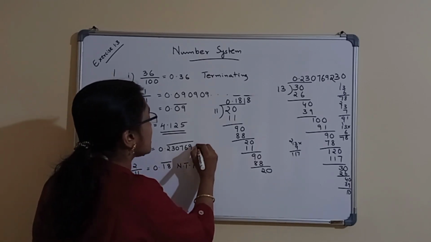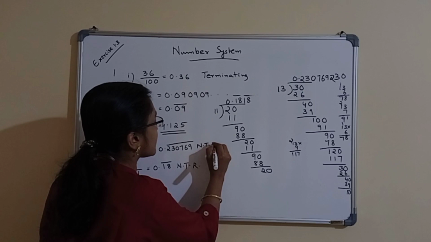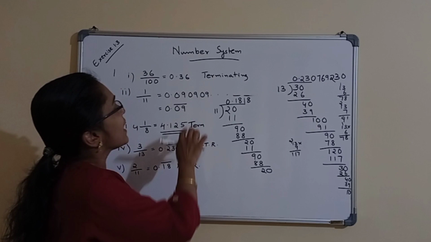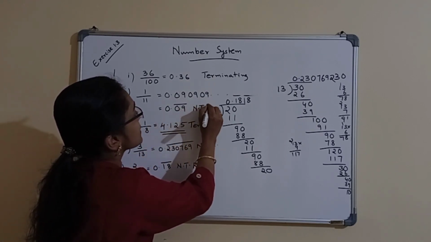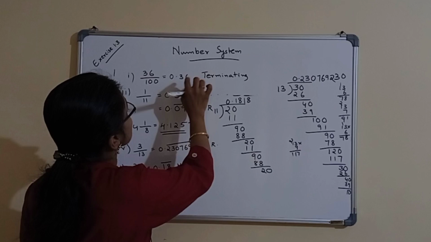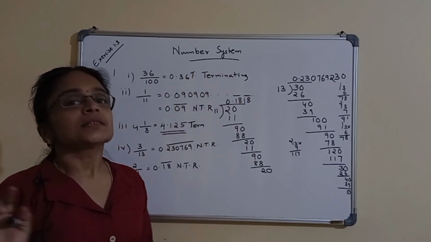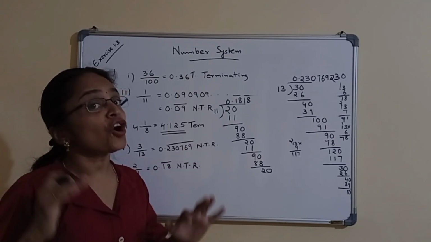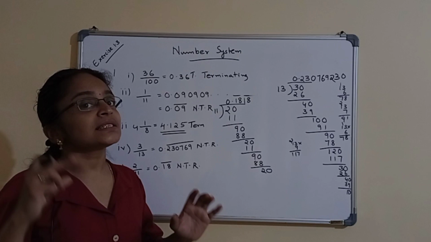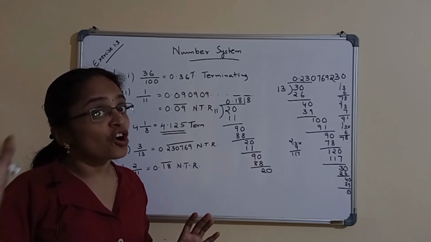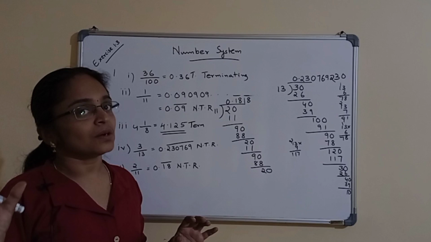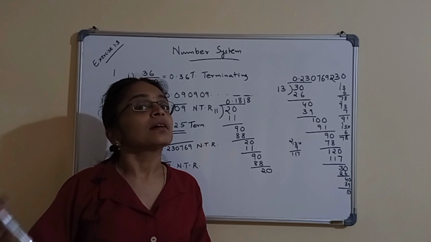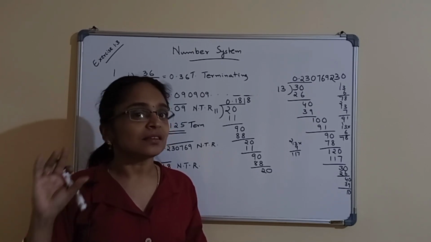And here this is a non-terminating recurring decimal, and this is terminating, and this is non-terminating recurring or repeating, and this is terminating. So a rational number is either terminating or non-terminating repeating. A decimal which is non-terminating and non-repeating will be an irrational number. So if the decimal is non-terminating and non-repeating, then it will be an irrational number.